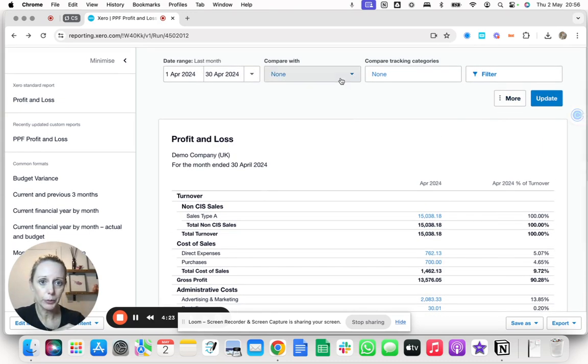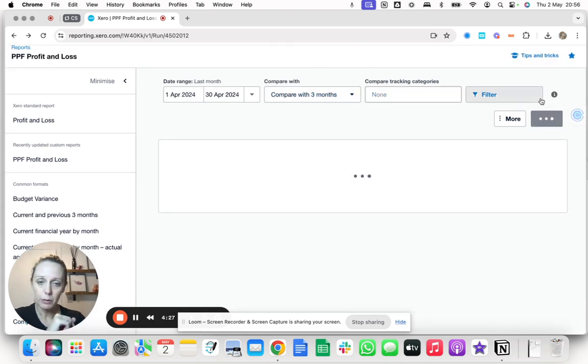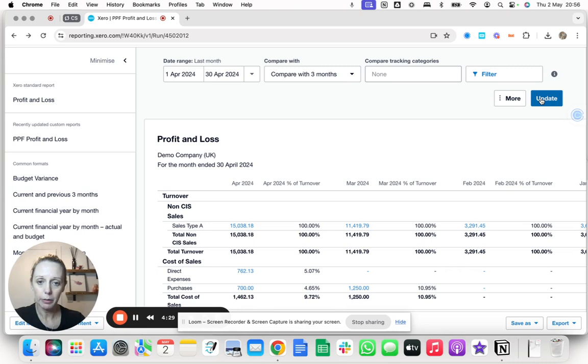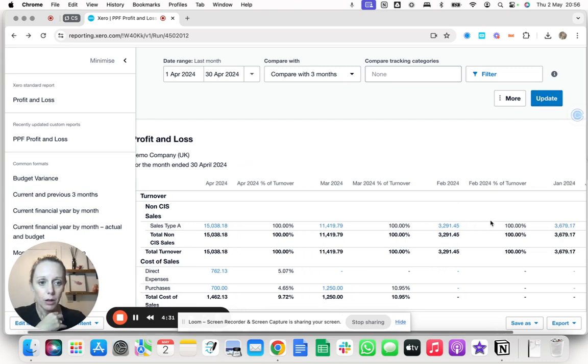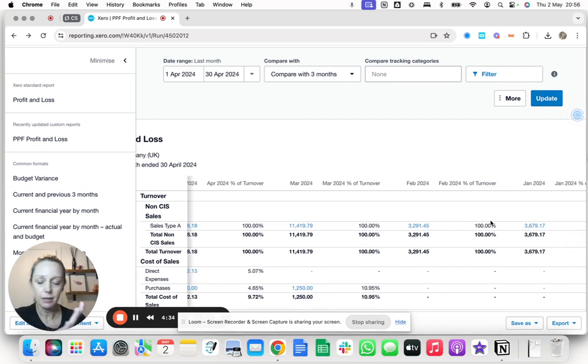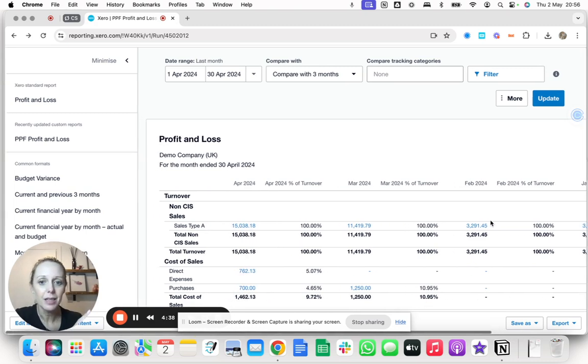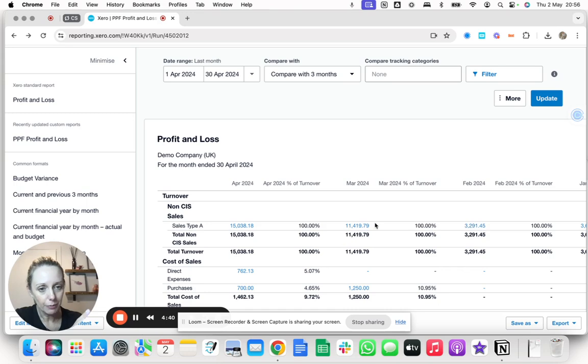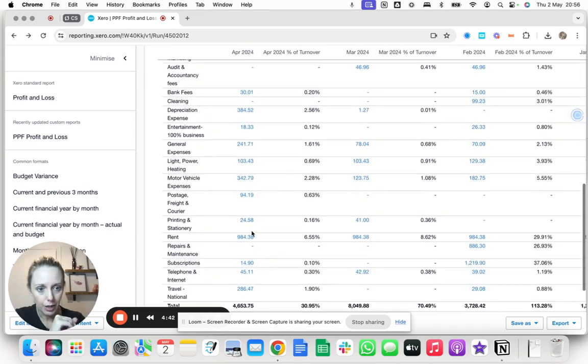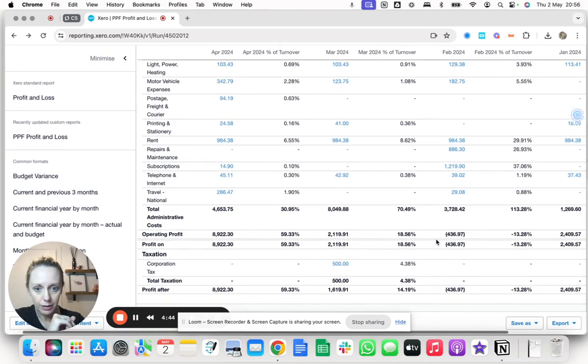So I'd want to know how we're doing month on month. Are we improving? Are we getting worse off? I can see from here, I mean, the data's not the best data because it's just dummy data, but generally we have been improving month on month and the profit has increased.